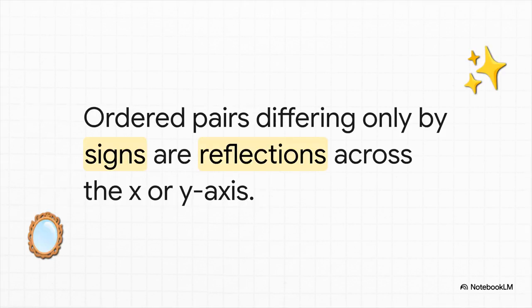And tucked right inside this standard, we introduce the truly fascinating concept of reflections. When 2 ordered pairs differ only by their signs, like, say, a positive 3, positive 4 versus a positive 3, negative 4, those points beautifully mirror each other across an axis. It's an incredibly visual way for students to grasp the concept of absolute value and distance from 0, usually without even realizing they're doing it yet.